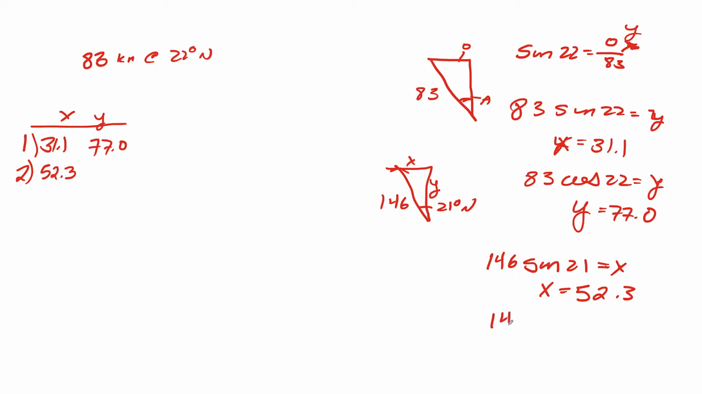So 146 times the cosine of 21, that's equal to my y. That's going to give me 136.